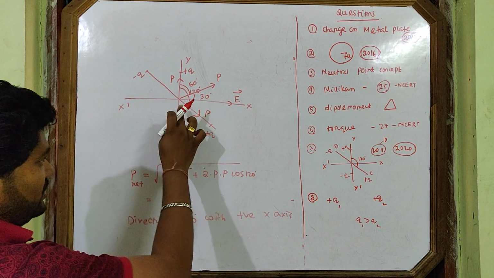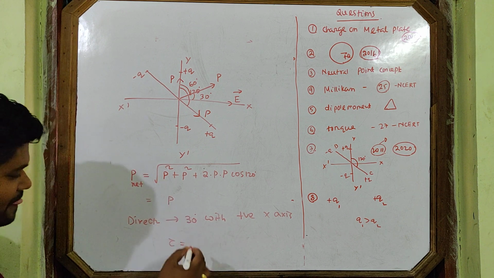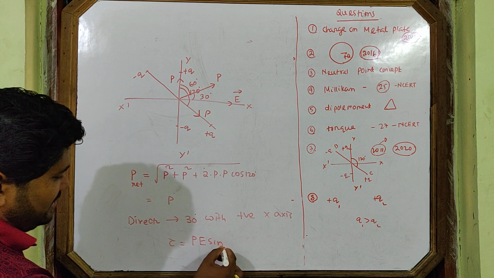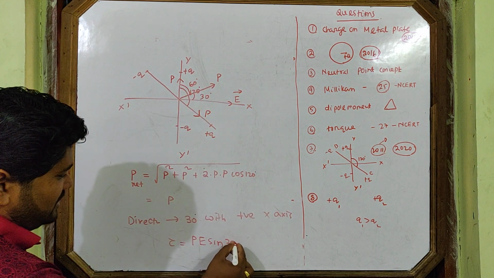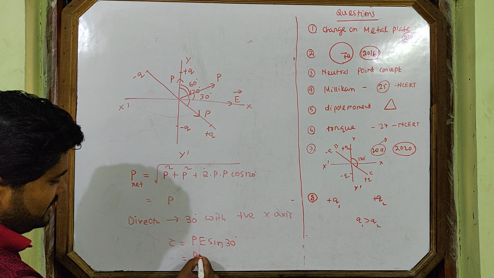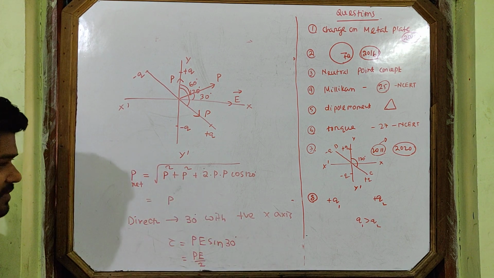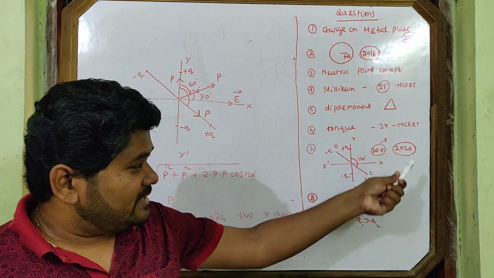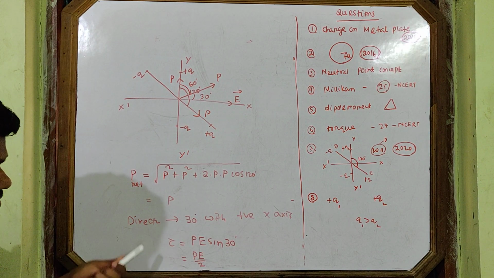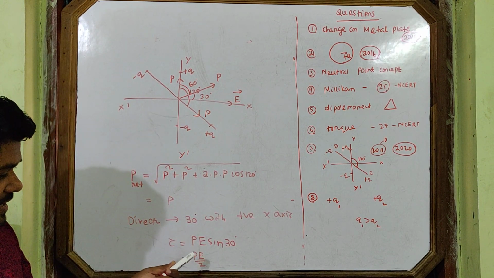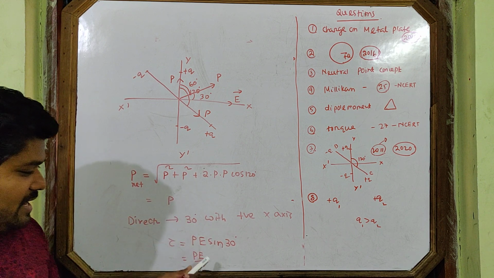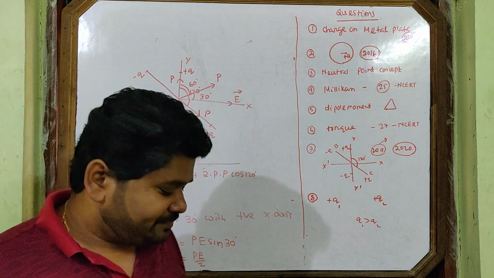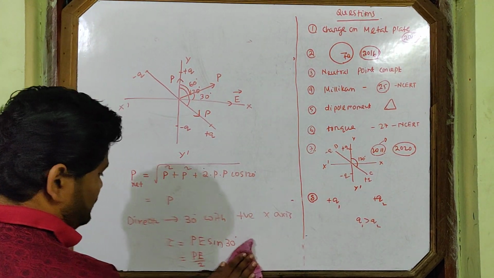Now, the torque. I have already told you: torque is P E sin theta, and the angle is 30 degrees, so sin 30 gives PE by 2. This is an important 3-mark question which came this year in the 2020 board examination. So this is the net dipole moment and this is the net torque, and you have to mention the direction clearly, otherwise you will lose marks for the direction. Let's come to the last question.